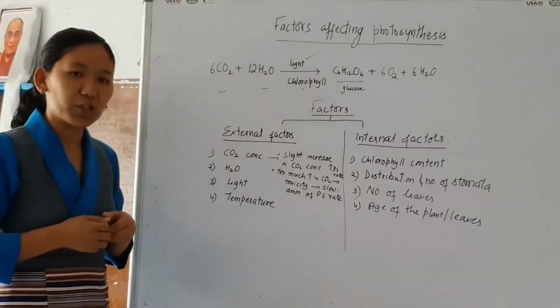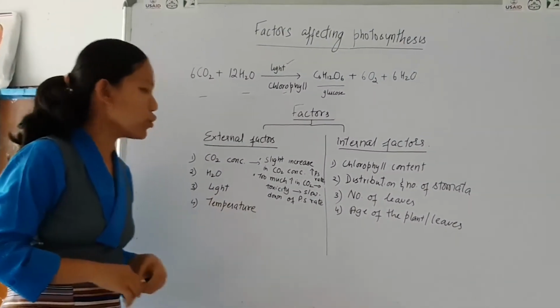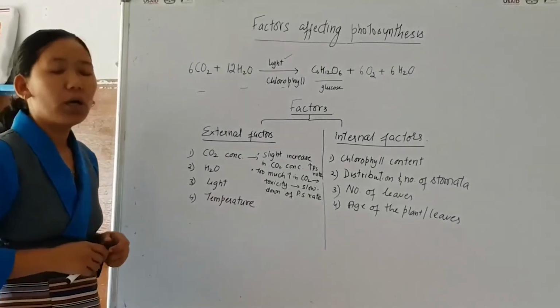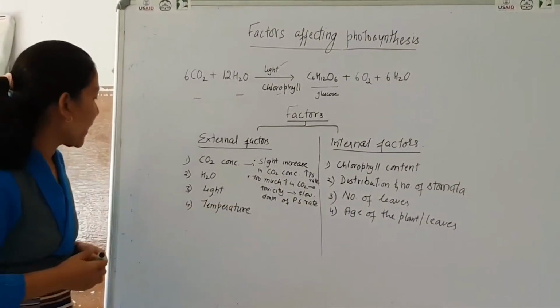So even though carbon dioxide is important, it should not be too much, because it will lead to toxicity and then it will slow down or reduce the rate of photosynthesis.